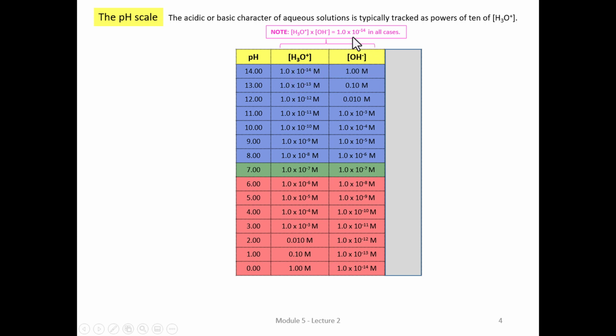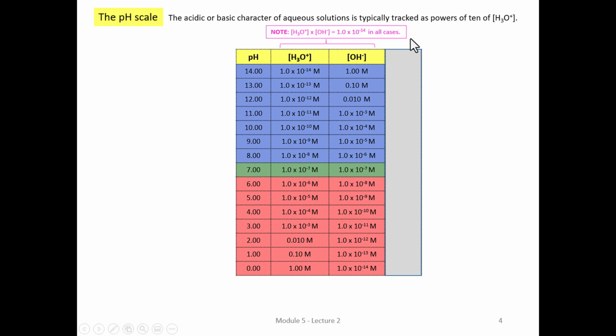Let's go down to pH 8 here. 1 times 10 to the minus 8 times 1 times 10 to the minus 6 is 1 times 10 to the minus 14. So you notice as the hydronium ion concentration gets bigger, the hydroxide ion concentration gets smaller, and the product of those two is always 1 times 10 to the minus 14.